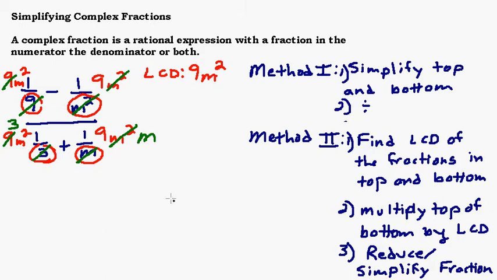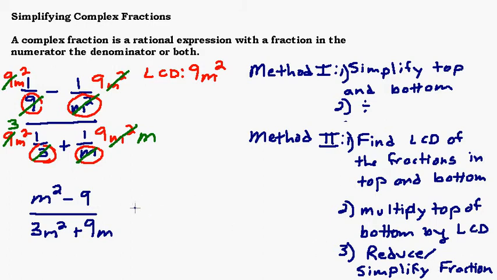an m. In the numerator then we have m squared minus 9. 9 times 1 is 9. And in the denominator we have 3m squared plus 1 times 9 times m is 9m. So now we're on the reduce or the simplify part.